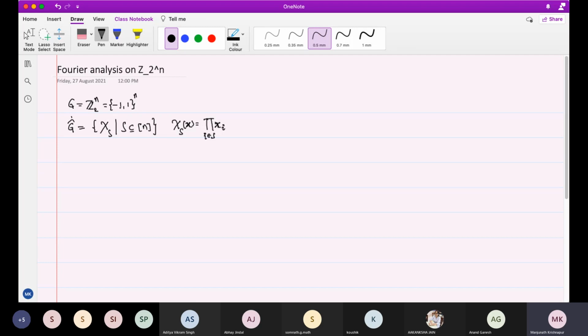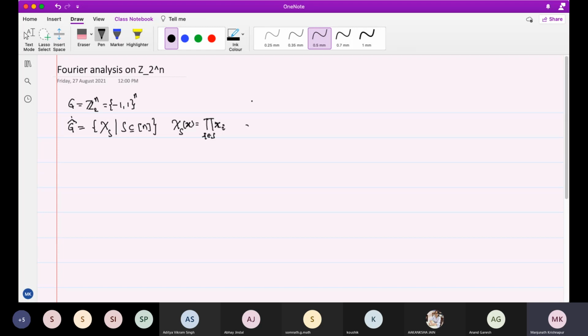It's clear, this is a product group. So x to x_i is a homomorphism, and x_i will be plus or minus 1. So if you take a product over i in some subset, that also will give you a homomorphism. If you take x and y, then it's clear it's a homomorphism. And these are all the homomorphisms into the circle group. Okay, so these are the characters. So these are all the characters.